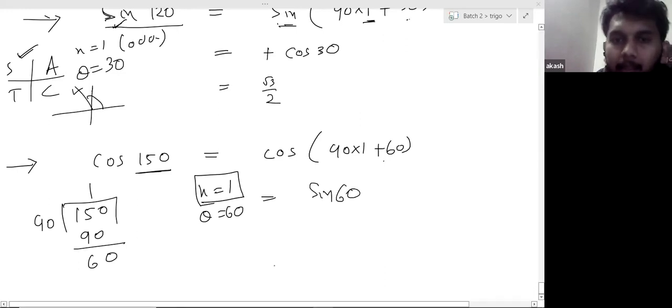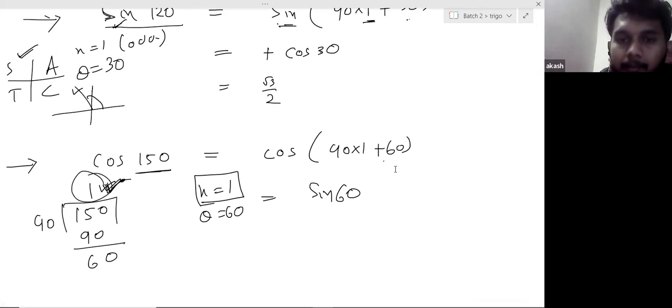Sir, which one will be n? This one is n. When you divide by 90, this is n. 90 into something. Okay, now n is odd, so cos becomes sine of theta.